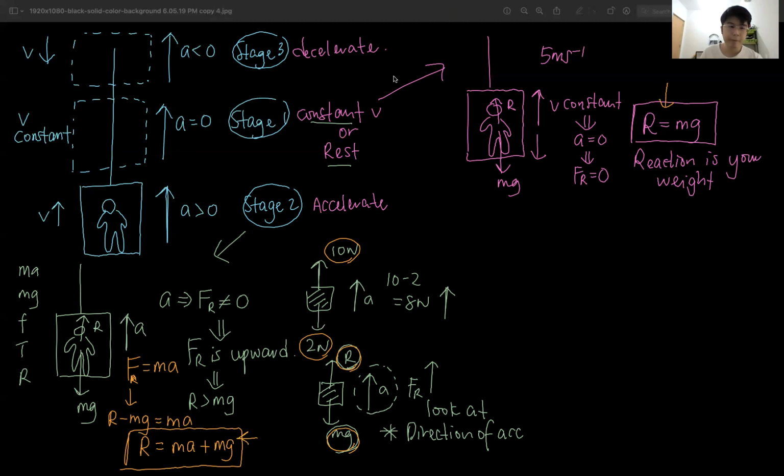All right, let's look at stage number 3. This one. Stage number 3, you're moving upward, but you are decelerating.